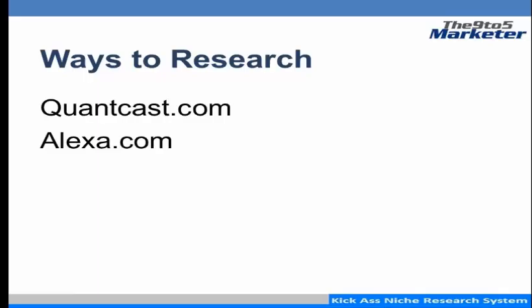Okay, so one basic way to research is to go to Quantcast.com. It will actually give you the characteristics of those people who are visiting that particular website. Now, the only downside to this is that if the website you chose doesn't get a lot of traffic or is not yet on Quantcast, you won't get the information that you're looking for. The same goes for Alexa.com. Now, both are just the same when it comes to use. Let me show you an example.